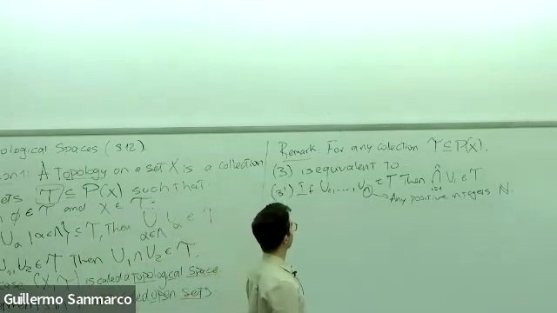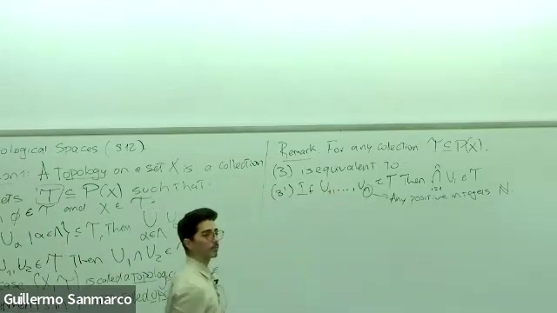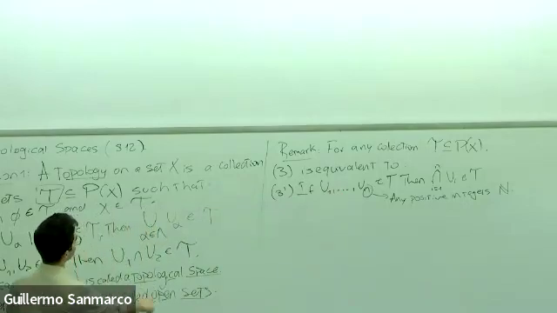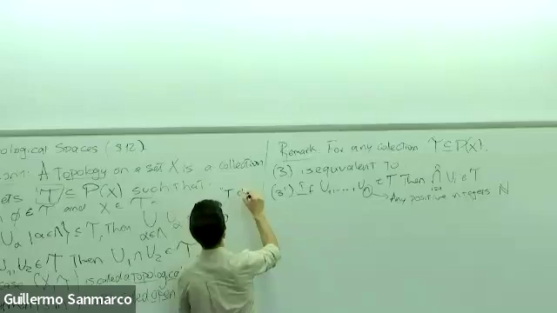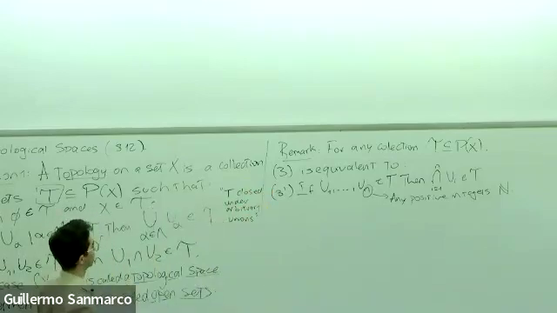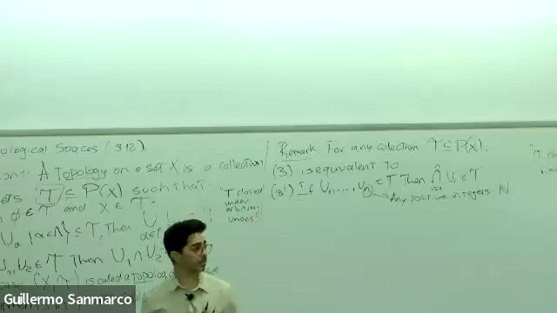I'm a little confused. Is that U1 through UN? So for 3, that means it has to be a finite number of intersections. Absolutely. These things are called arbitrary unions, and these are called finite intersections. So here we're saying T is closed under arbitrary unions. This is what 2 says, and this 3 prime says T is closed under finite intersections. And that's how you remember what a topology is.